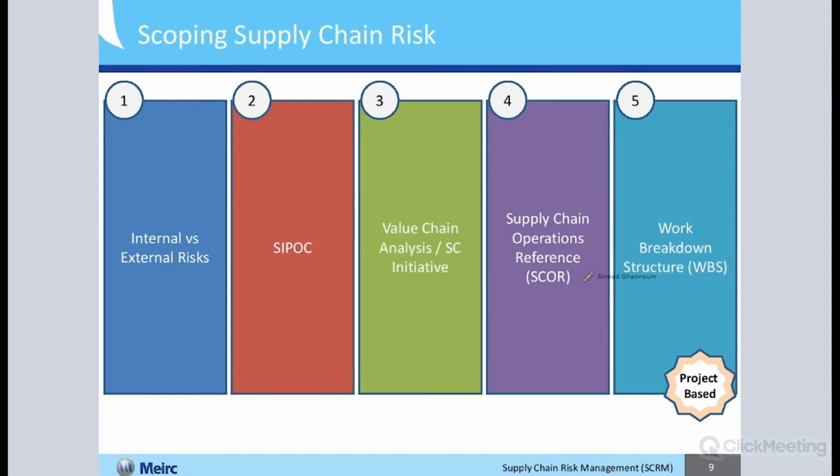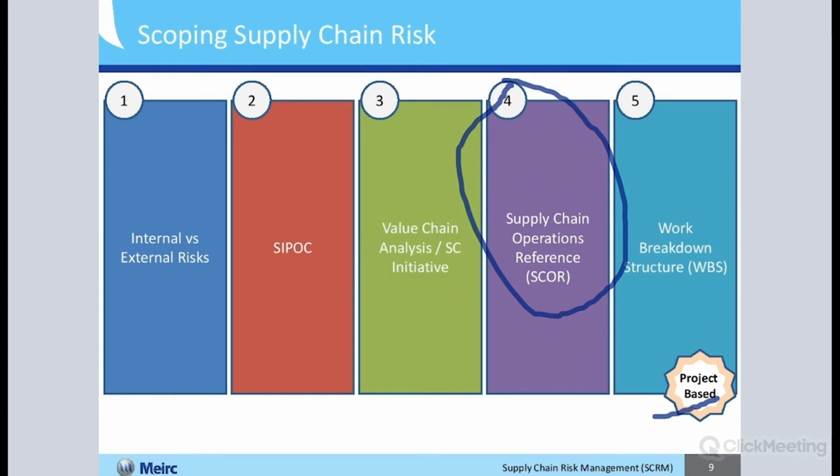The fourth approach is the one we're going to be looking at today, which is the SCOR, the Supply Chain Operations Reference. We'll talk about that in a minute. And the fifth approach, which is the work breakdown structure, that's really just a project-based approach. So if I have a project, what I'll do is I'll take the scope, I'll break it down, and I'll look at the risks associated with each of those parts of the scope. Let's take an example of how you might identify risks.